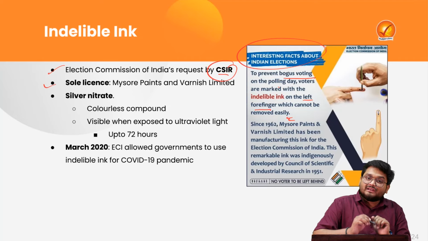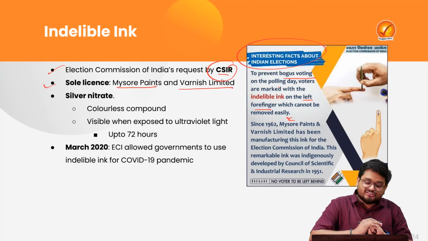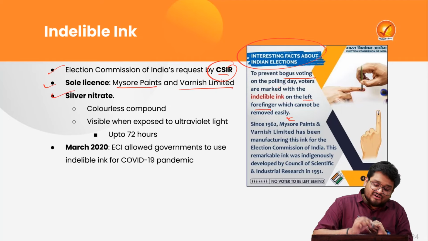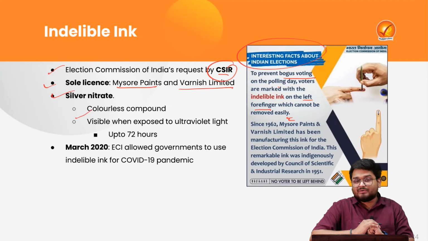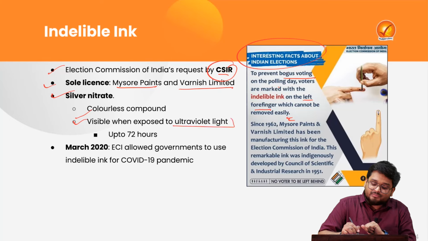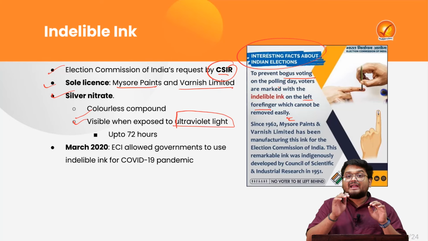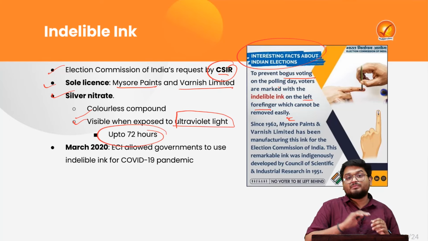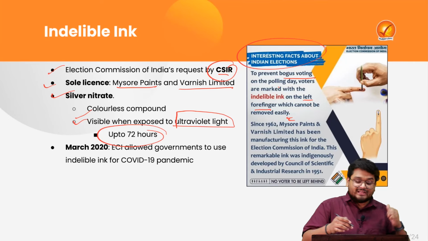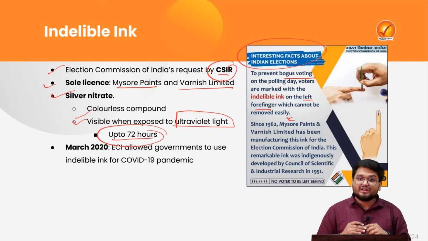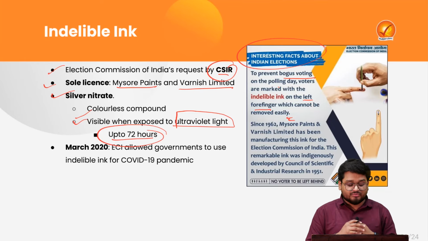And then in India as of now, the sole license of the same is with Mysore Paints and Varnish Limited, and it contains silver nitrate, which is a colorless compound, and it is visible when exposed to ultraviolet light, and it can persist up to around 72 hours. That means up to 72 hours you cannot remove it, you cannot use any kind of chemicals to remove the same.